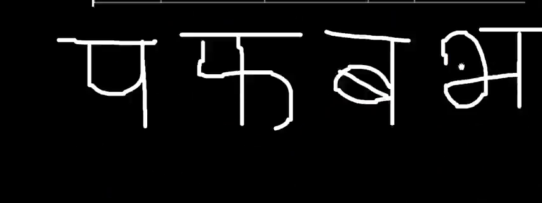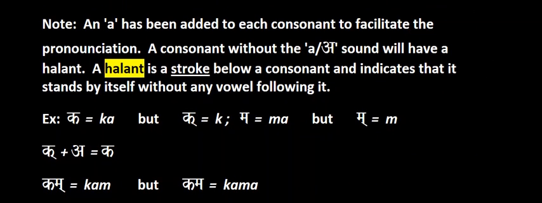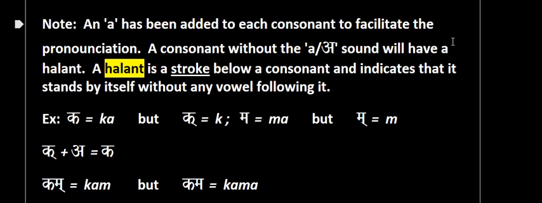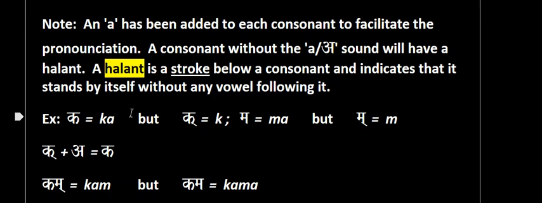So let me go back to the note. This is everything that we have done so far. Again, an A has been added to each consonant to facilitate the pronunciation. If we didn't put that there, then the consonant would be basically a half letter. A consonant without the A will have a halant. A halant is a stroke below the consonant that indicates that it stands by itself without any vowel following it. Okay? So here's an example that I have in the bottom here.